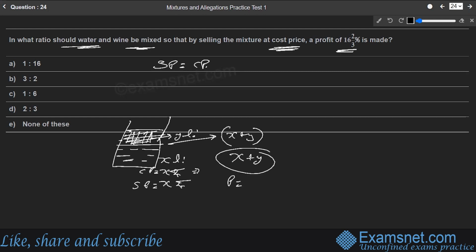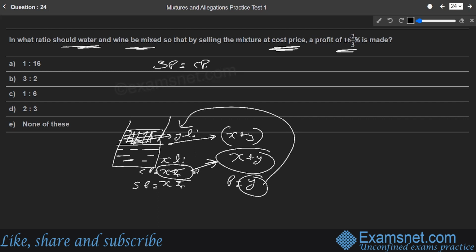Profit is selling price minus cost price. Cost price will still be x rupees because the y liters that you have added were free. So cost price is still x rupees and the selling price is x plus y rupees. So profit is nothing but y rupees, and y rupees is the price of that quantity which you have added into it. So whatever you add into the original quantity and which is free to you, that quantity is your profit only. Okay, so this is understandable.